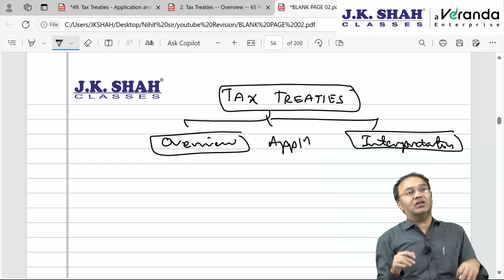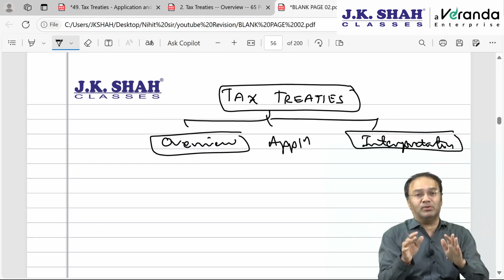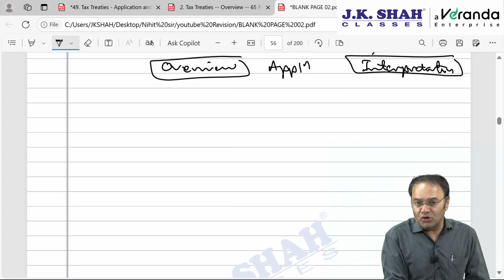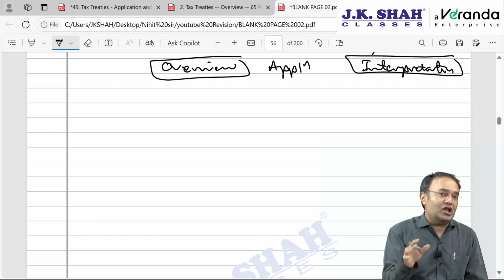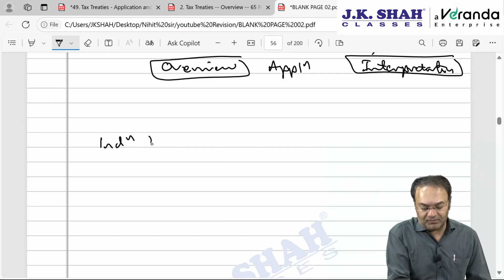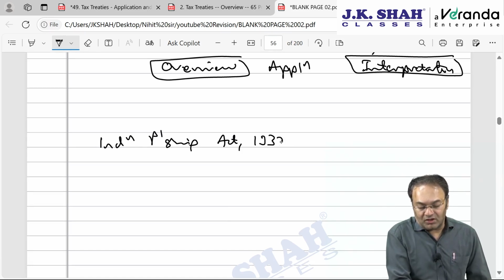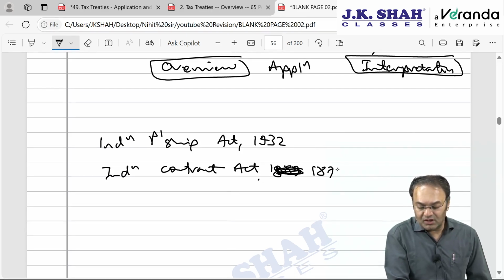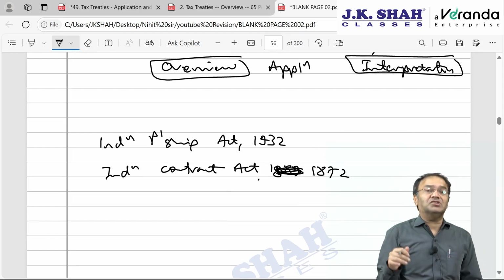The problem here is that when there are agreements between two residents of India, let's say a partnership deed between two or three partners, is there any law governing such kind of deed? Answer yes, we have the Indian Partnership Act, 1932. Then we have the Indian Contract Act, 1872. We have certain acts governing treaties in India at local level.